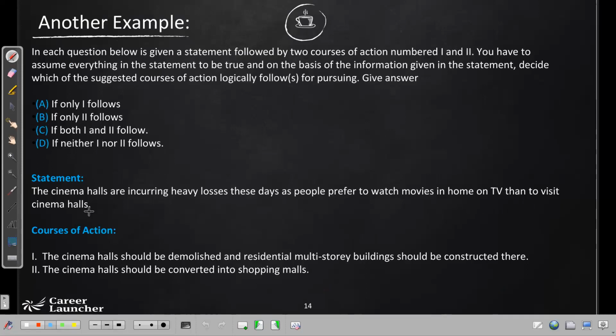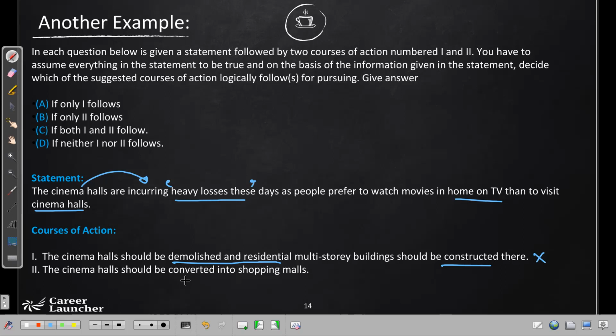For example, the cinema hall is incurring heavy losses these days, and people prefer to watch movies at home or on TV rather than visit the cinema halls. The course of action mentioned: cinema halls should be demolished, and residential multi-story buildings should be constructed there. Will this solve the problem? The heavy losses are something the cinema hall needs to recover from, and a cinema hall is for cinema, not for a multi-story building. So I think that's a remedy for the owner of the place, but not for cinema halls in general.